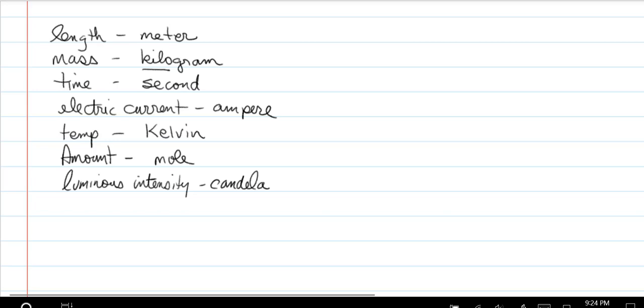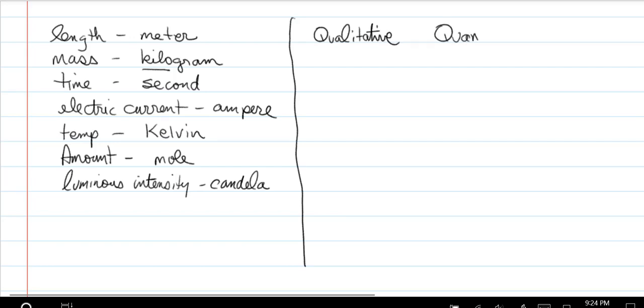Okay, now we also want to think about the way that we describe a measurement. When we start looking at the units and the measurements and things, basically we're using our power of observation, and there's 2 different types of observations that we tend to make. One is a qualitative observation, and the other is a quantitative observation. Qualitative is simply a quality.